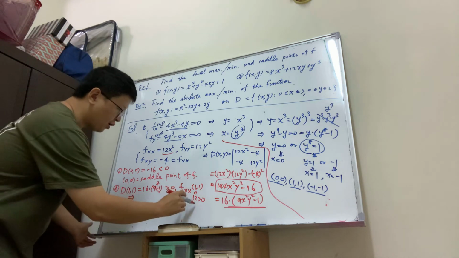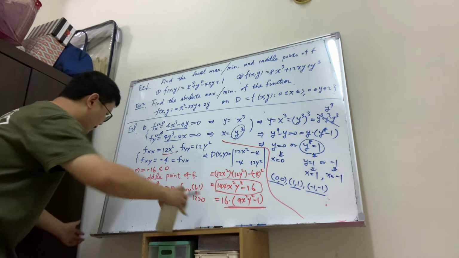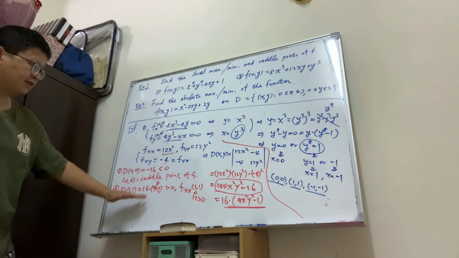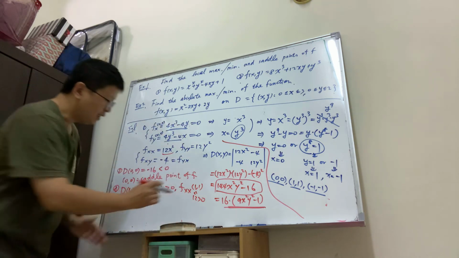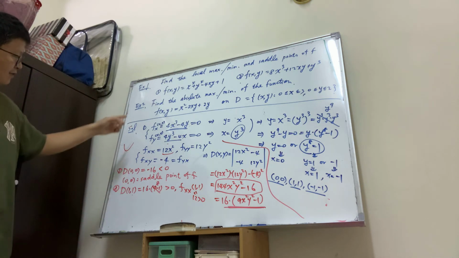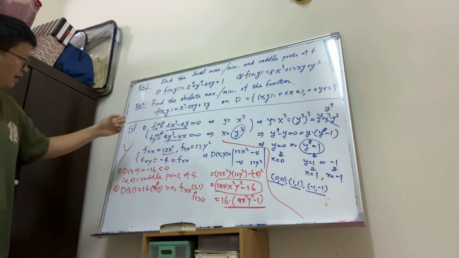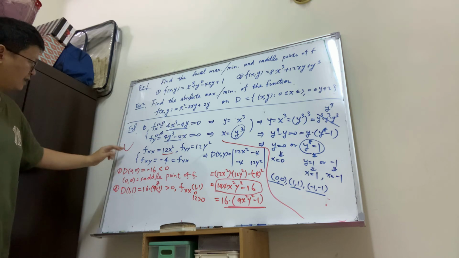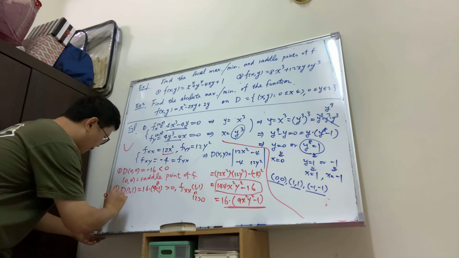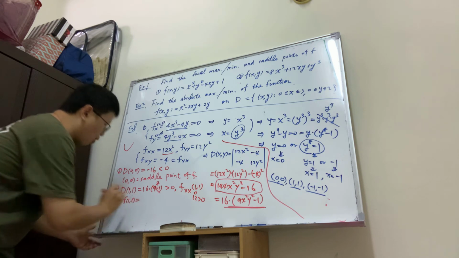It's equal to 12, so it's positive. Then what can we say? The second determinant is positive and the second derivative is positive, so it's something like the form of concave upward, so it has the local minimum. So f of (1, 1) has the local minimum.